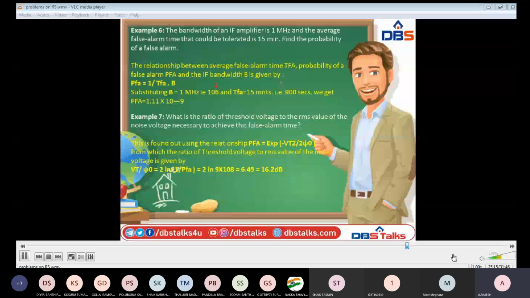Then we get PFA, the probability of false alarm, equal to 1 by TFA into B, that is 1 by 900 into 10 to the power of 6, which is equal to 1.11 into 10 to the power of minus 9. That's the answer. If you want to find the exact value, just do the necessary calculations.